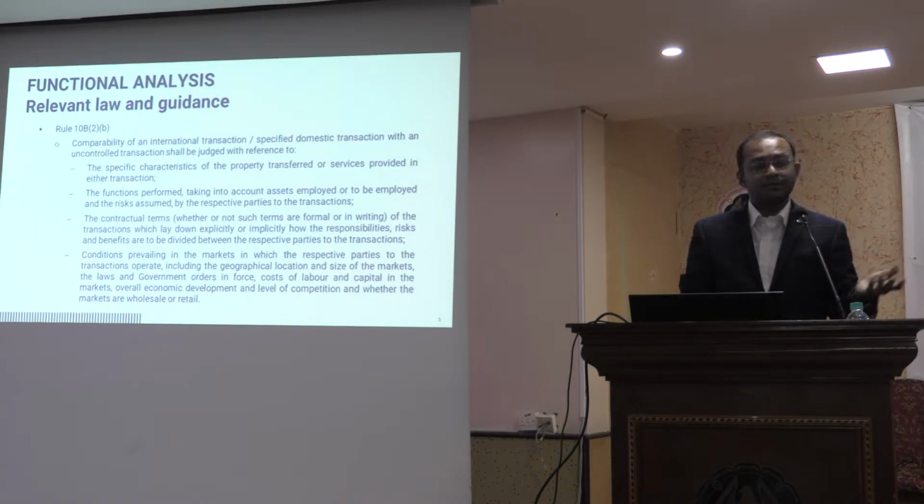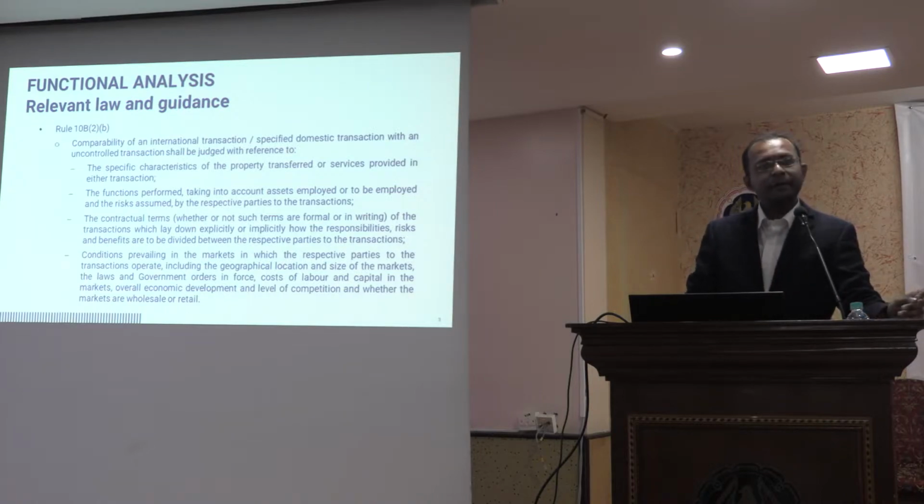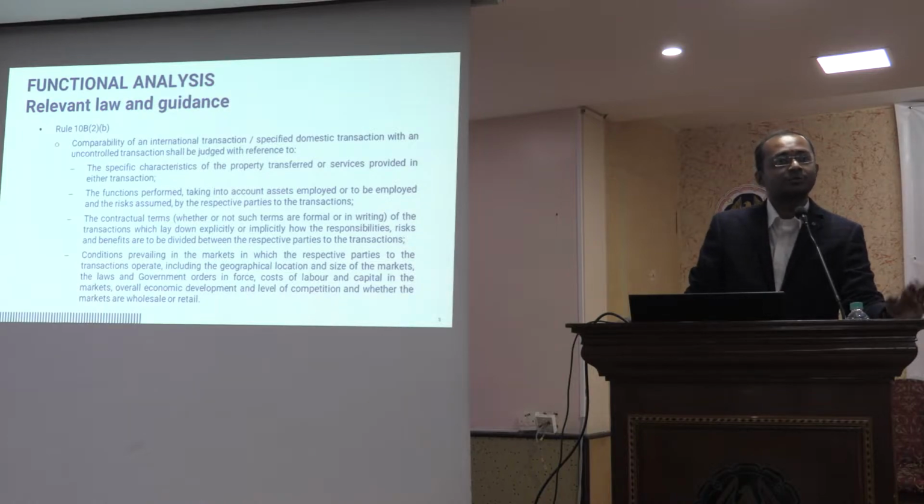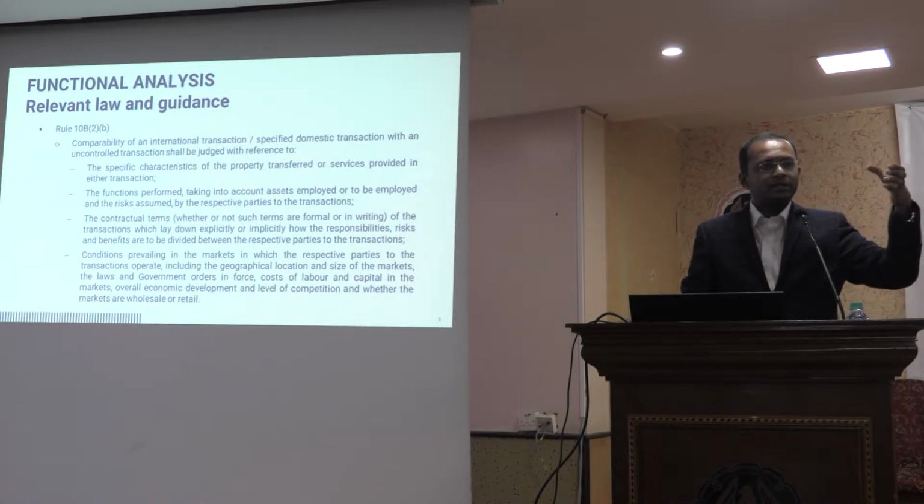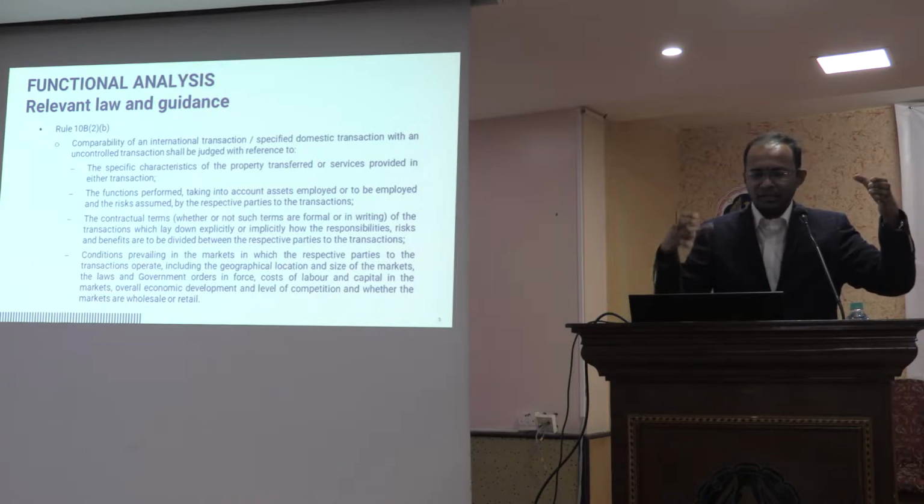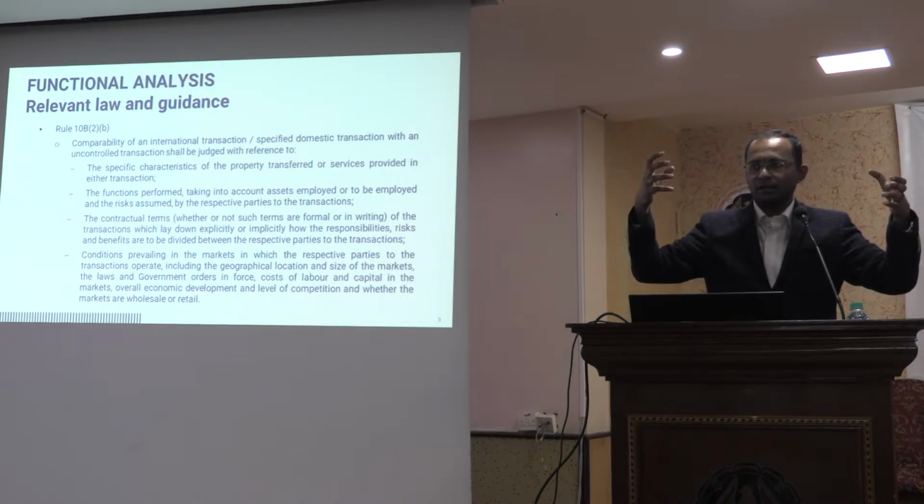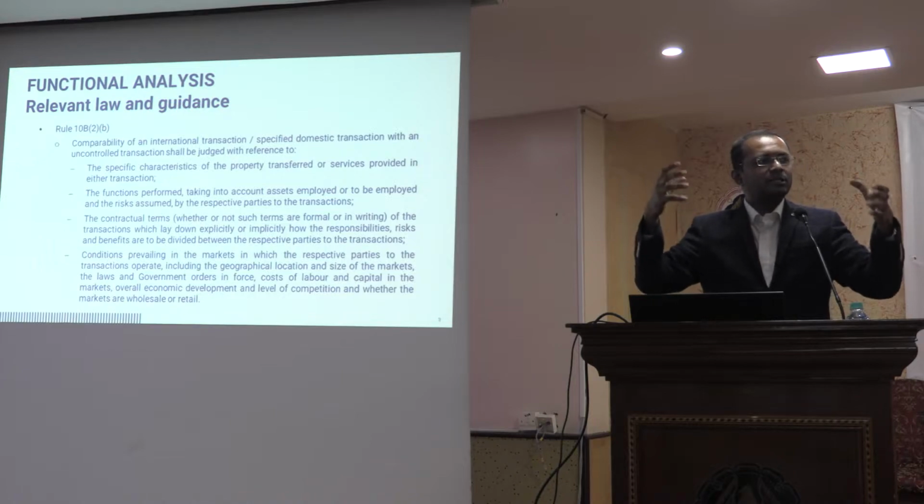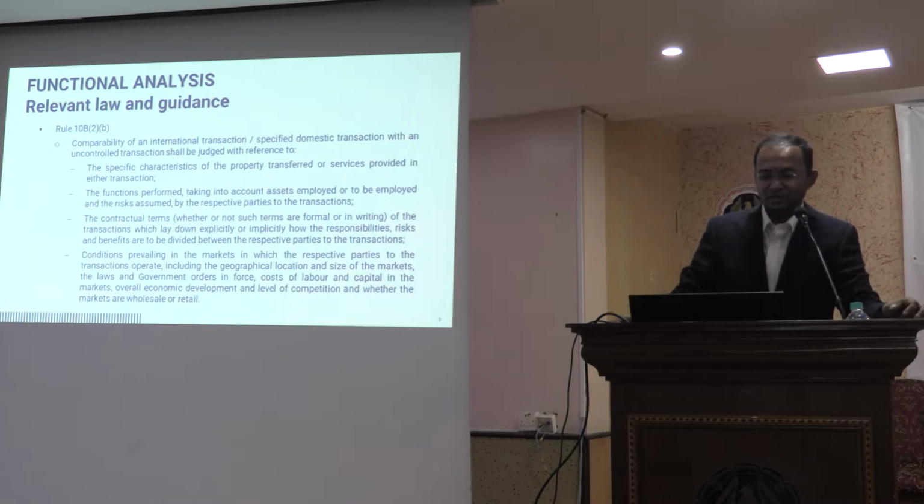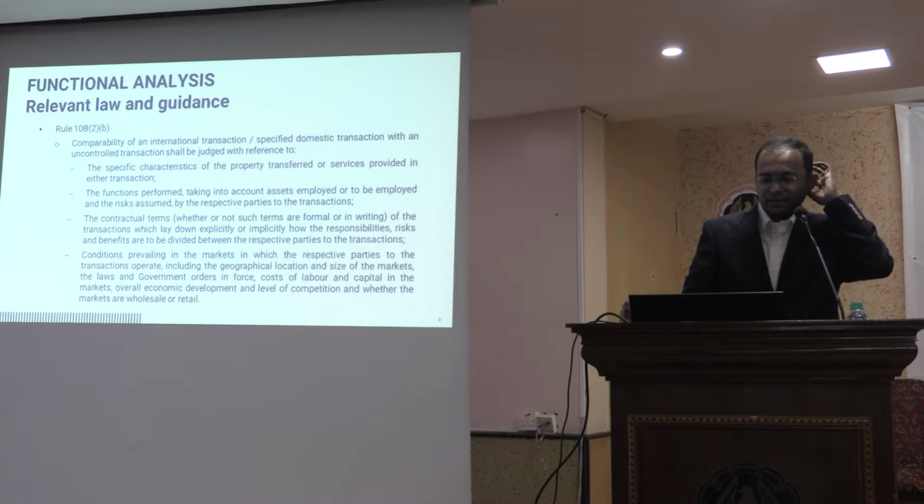How do I go about doing that? That is where this rule comes in. Comparability of an international transaction with an uncontrolled transaction shall be judged with reference to. So you have an international transaction which is a related party transaction, and you have one more uncontrolled transaction. How do you judge these transactions? These transactions shall be judged with reference to the specific characteristics of the property transferred or services provided in either transaction. Right? Specific characteristics of the property transferred or services provided in either transaction.